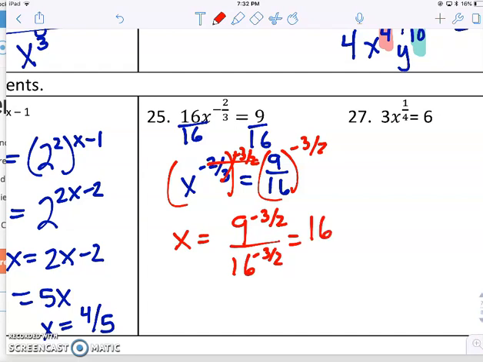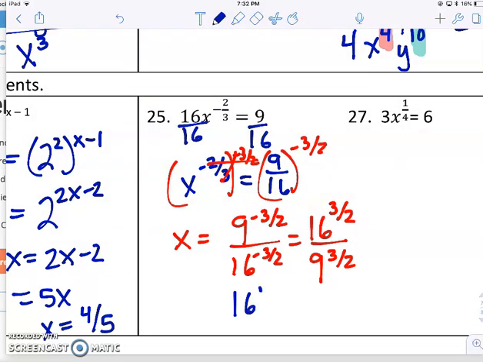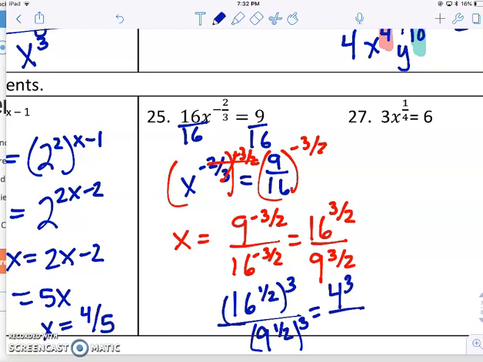Which really is 16 to the 3 over 2, 9 to the 3 over 2. And if you guys remember, we separate these out. So this is 16 to the 1/2 cubed, 9 to the 1/2 cubed. So 16 to the 1/2 is 4. So 4 cubed, 9 to the 1/2 over 3 cubed. So we have 64 over 27.